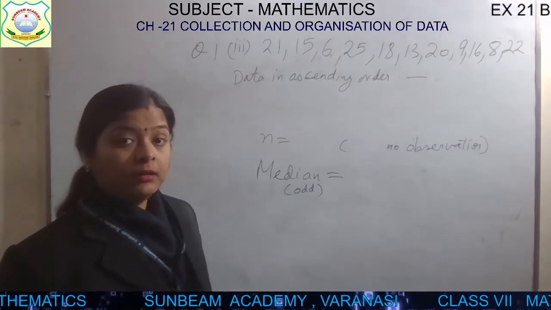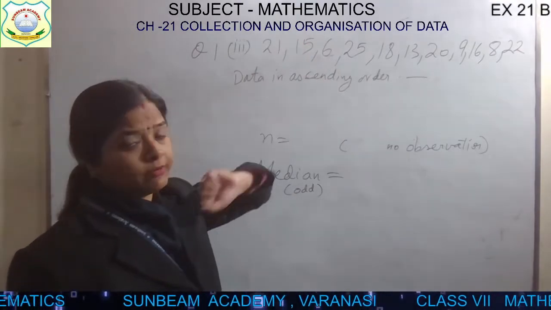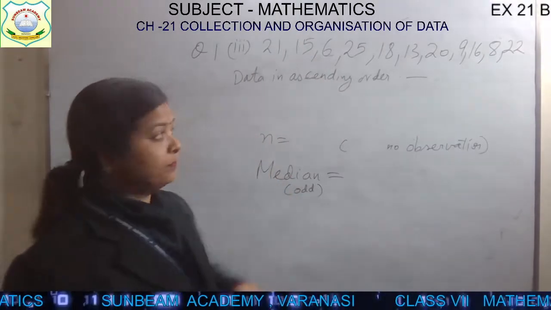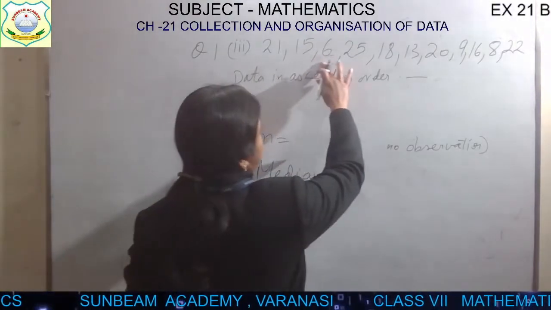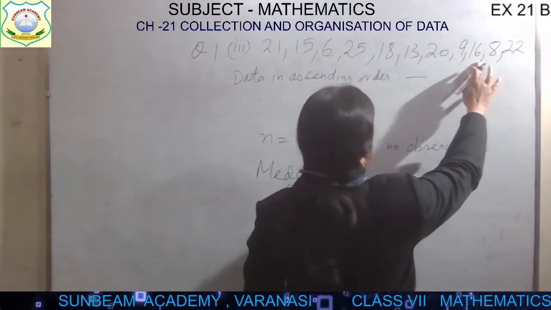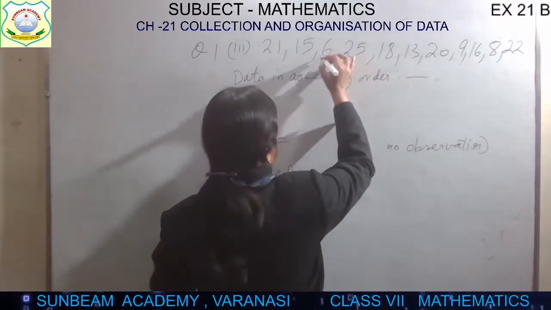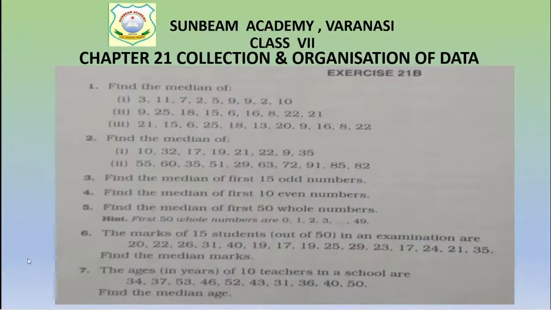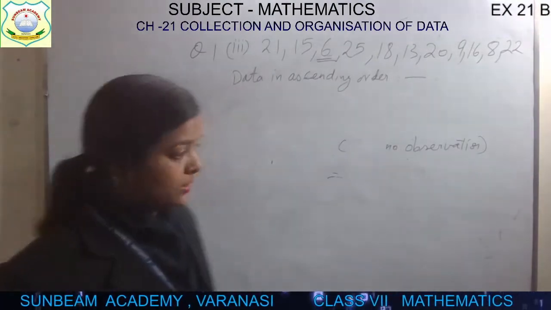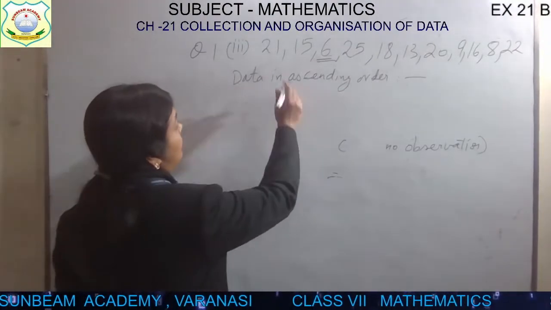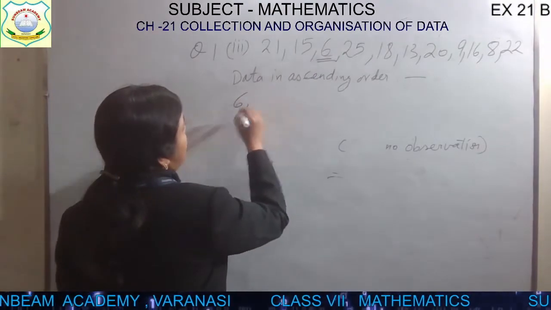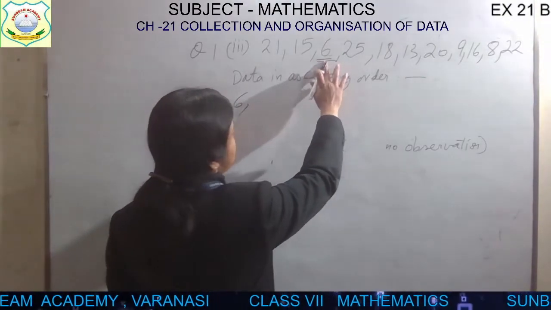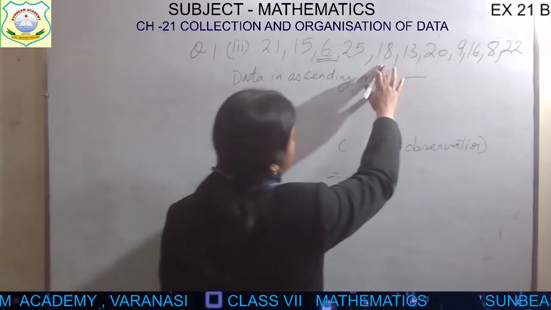Now data in ascending order. अब करेंगे हम क्या? It's the raw data which is given to us. Now we will write it down in ascending order. So the smallest one is 6. Yes, it is 6. So we will write 6 first. See the data, children. I hope you have seen the question. Now let's start doing. No need to waste the time. Data in ascending order: first of all we will write 6. Then after 6 it is 21, 15, 25, 18.